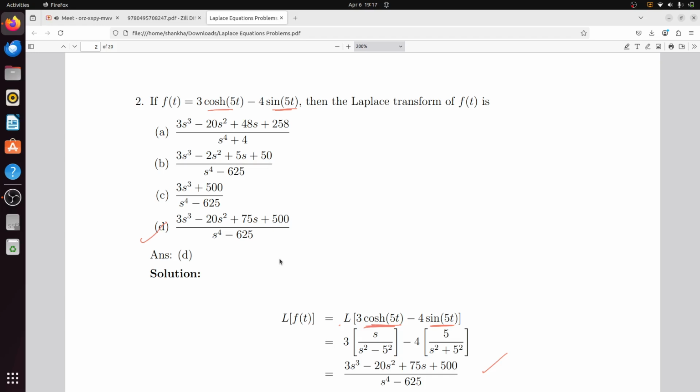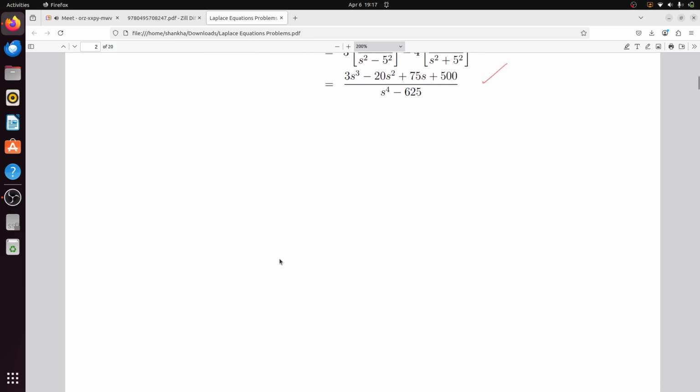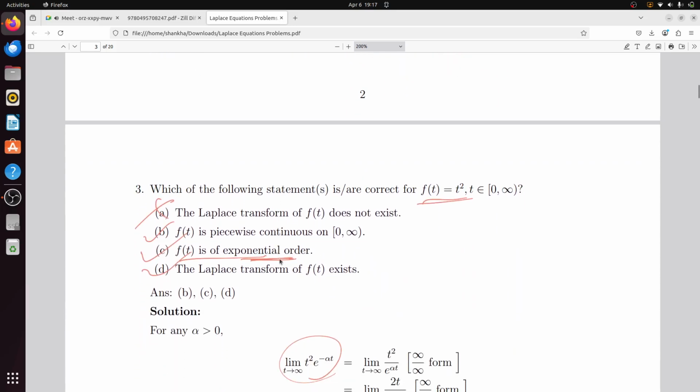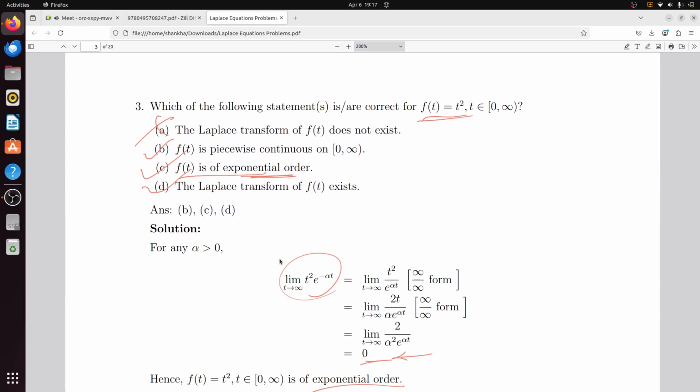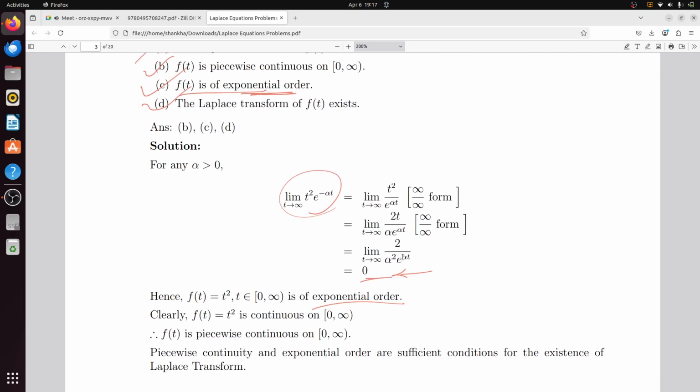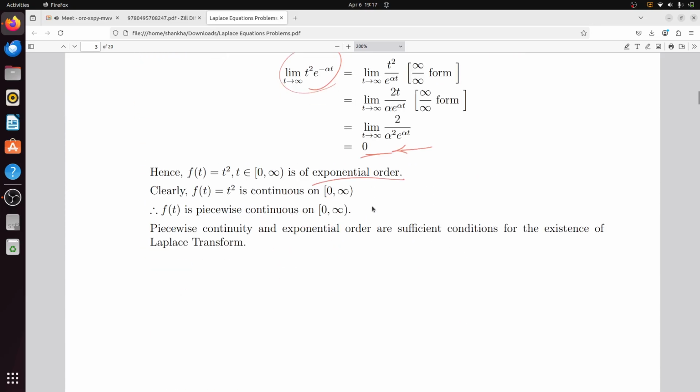Okay, so next we will move to our next problem. Which of the following statements is correct for f(t) equal to t square? The Laplace transform of f(t) does not exist. Obviously it exists, because t square is exponentially bounded by e^t. It is piecewise continuous, exponential order, so it exists. Very easy, just an easy problem, no need to discuss these things.